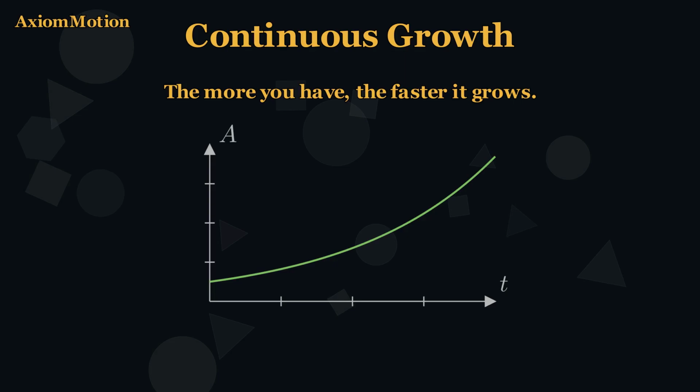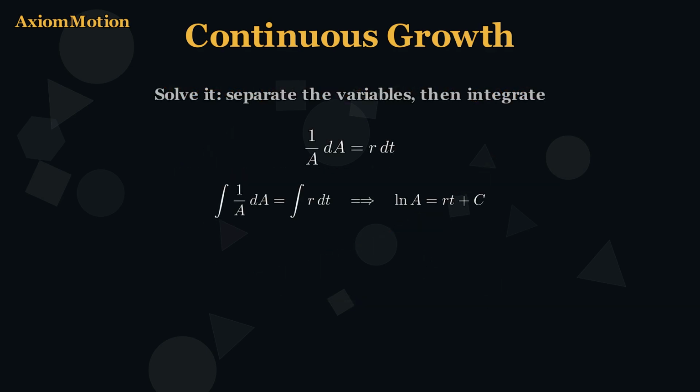Read it out loud. The speed at which your money grows is proportional to how much money you have. The more you hold, the faster it climbs. Geometrically, at every point on the growth curve, the steepness equals r times the height. Low balance, gentle slope, high balance, steep slope. To solve it, we separate the variables, gathering every A on one side, and integrate both sides. The natural logarithm appears, and unwinding it gives the answer. A of t equals P times e to the rt. Continuous compounding in one clean formula.